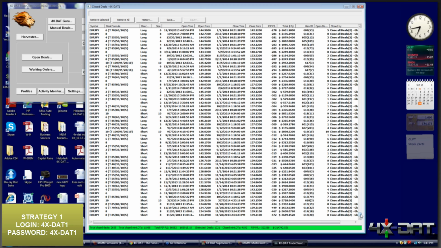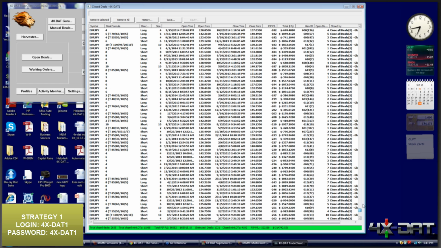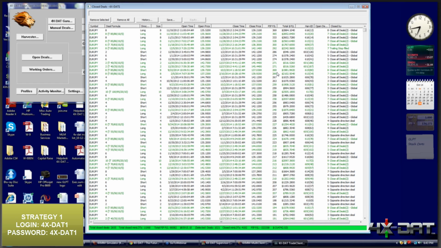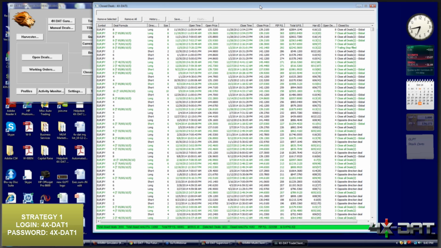We don't really care about that because those are for the most part part of a trading sequence. Every trading sequence becomes a winning trading sequence at the end of it.